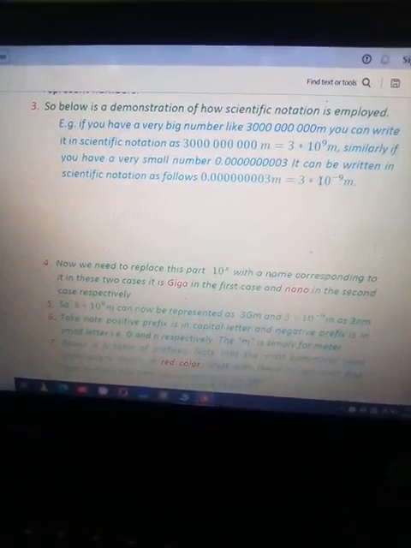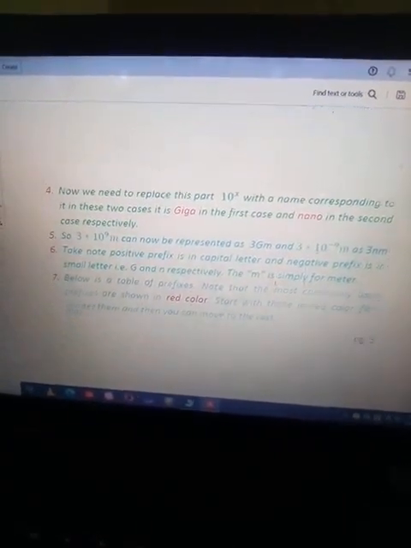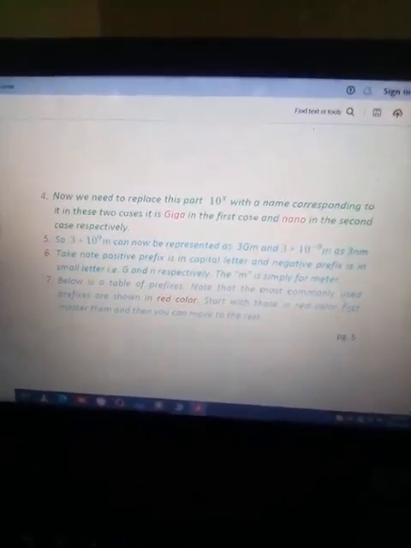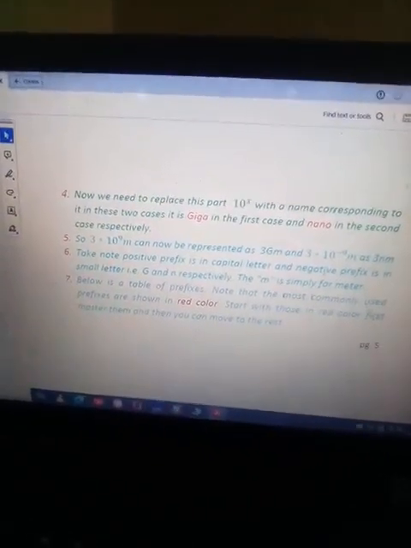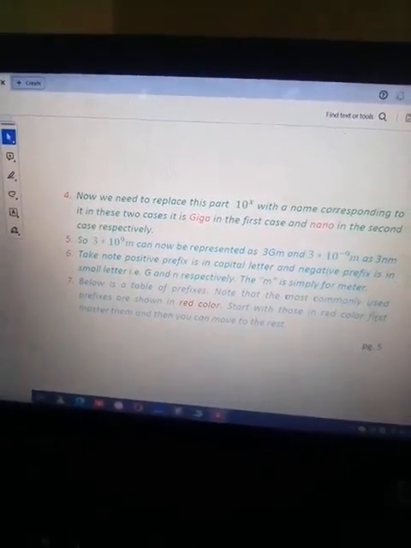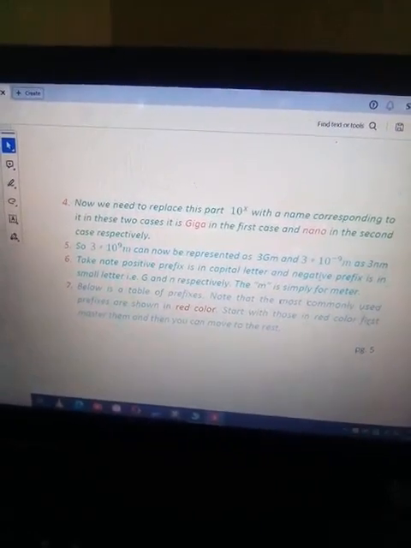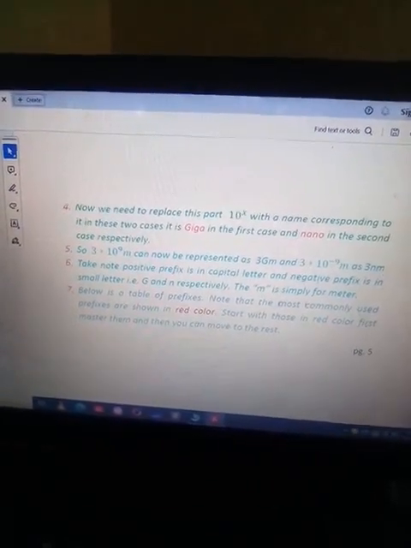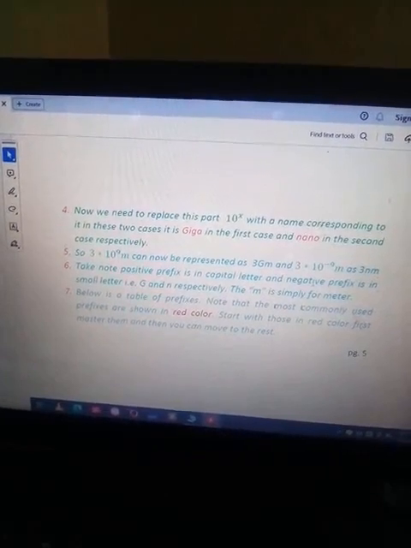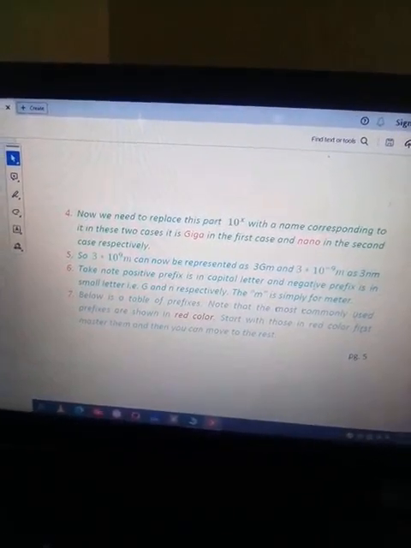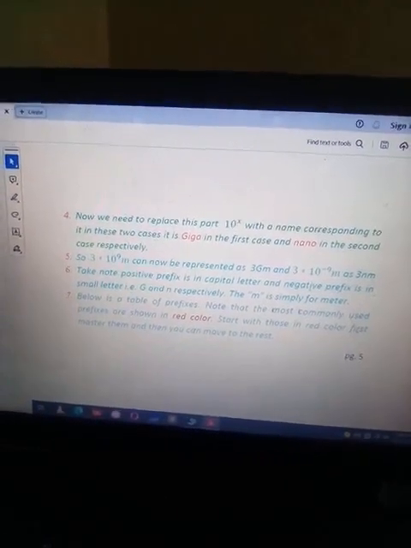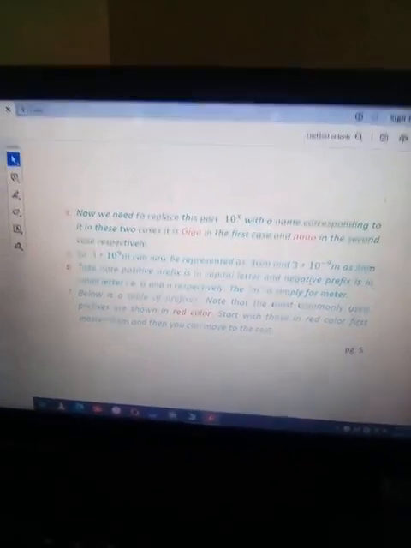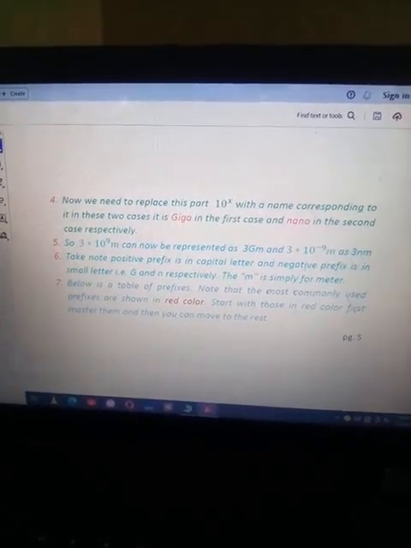Now here we have made the work simpler. We need to replace the part which contains the power of 10 with a name. So in this case, we need to replace the part 10 to the power x, where x represents any index. It could be 9 or negative 9 in our case, with a name corresponding to it. In these 2 cases, it is giga in the first case and nano in the second case, respectively.